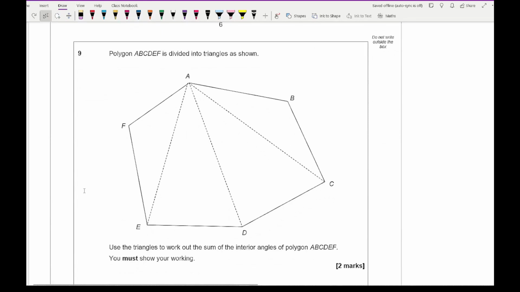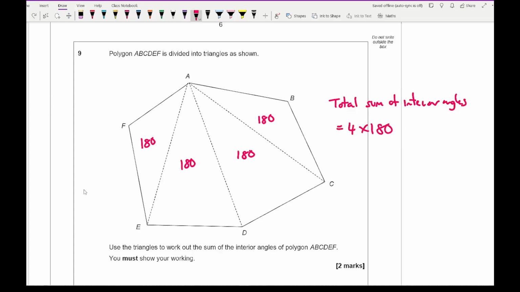Then moving on to question 9, it says the polygon ABCDEF is divided into triangles as shown. Use the triangles to work out the sum of the interior angles of the polygon ABCDEF. And you must show your working out. Well, each triangle is 180. So then the total sum of interior angles is going to be 4 times 180, which is 720 degrees.